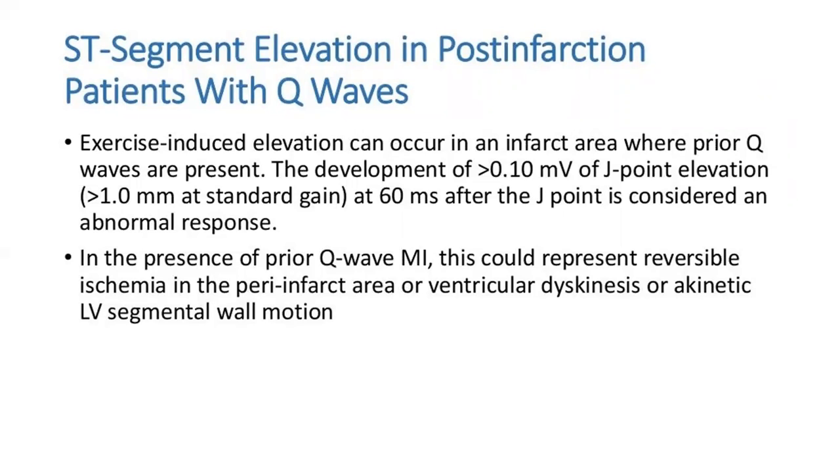Exercise-induced elevation can occur in an infarct area where prior Q waves are present. The development of above 0.10 mV of J point elevation at 60 ms after the J point is considered an abnormal response. In the presence of prior Q waves, MI, this could represent reversible ischemia in the peri-infarct area or ventricular dyskinesis or akinetic LV segmental wall motion.